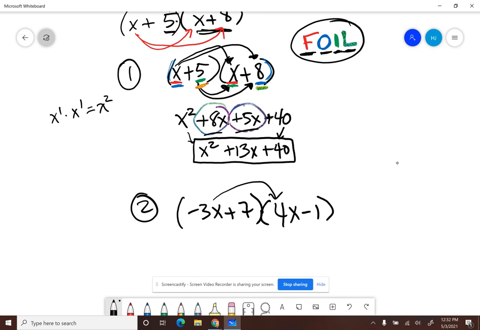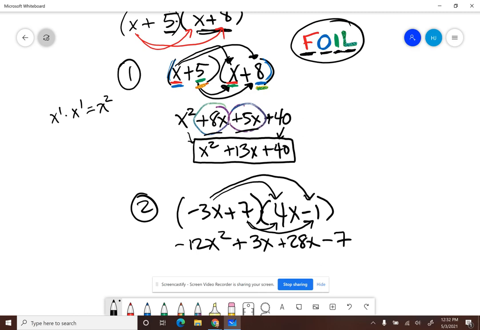So negative 3 times positive 4 would be negative 12. x times x would make x squared. You notice how I kind of broke that down into two steps. Now I'm going to do my outer terms, which is negative 3 times negative 1, which makes a positive 3, and the x is just going to come along for the ride. Now I'm going to do my inner terms, which is 7 times 4x, which is 28x. And then last but not least, I'm going to do 7 times negative 1, which is going to be negative 7.